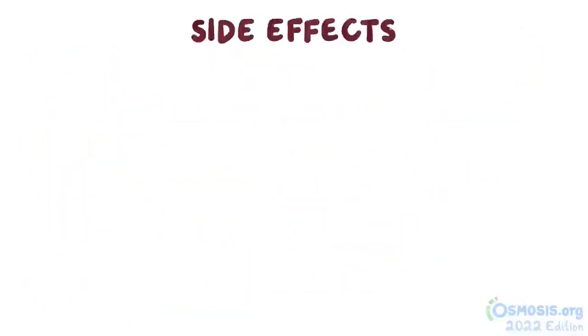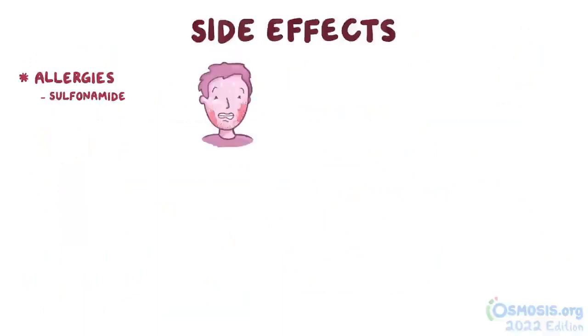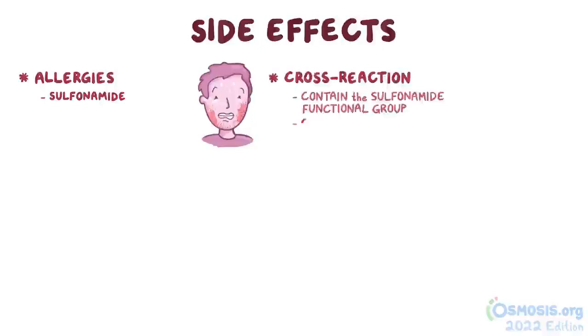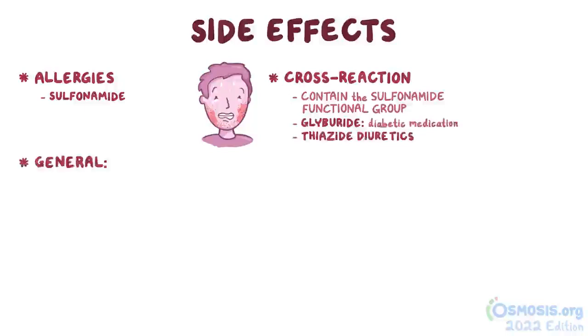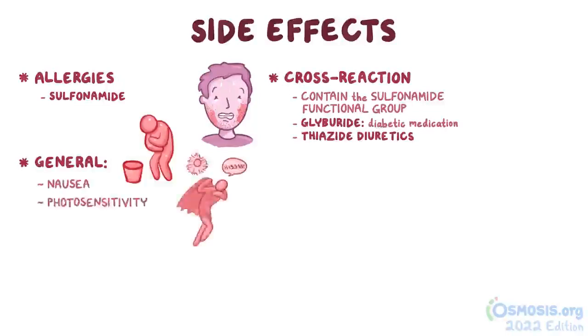Okay, for side effects, some people are allergic to sulfonamide and can develop a hypersensitivity reaction to these antibiotics. They can also develop a cross-reaction with other drugs that contain the sulfonamide functional group, such as glyburide, a diabetic medication, and thiazide diuretics. Sulfonamides can also cause nonspecific gastrointestinal disturbances, such as nausea, and photosensitivity, or increased sensitivity to sunlight.